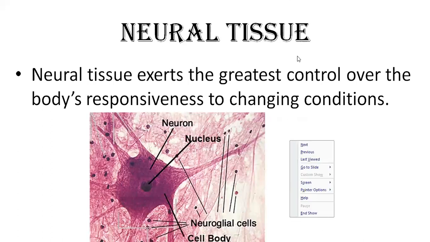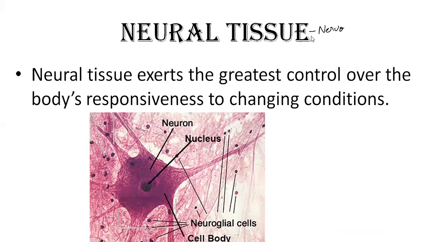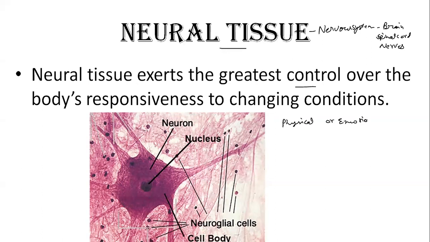Today's video topic is neural tissue. Neural tissue forms your nervous system, and the nervous system is made up of the brain, spinal cord, and nerves. Neural tissue basically controls and regulates all your body activity, and whatever response you give, physical or emotional, is all controlled and regulated by your neural tissue.